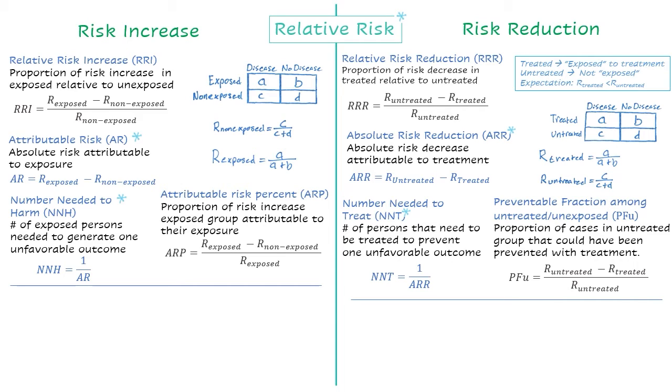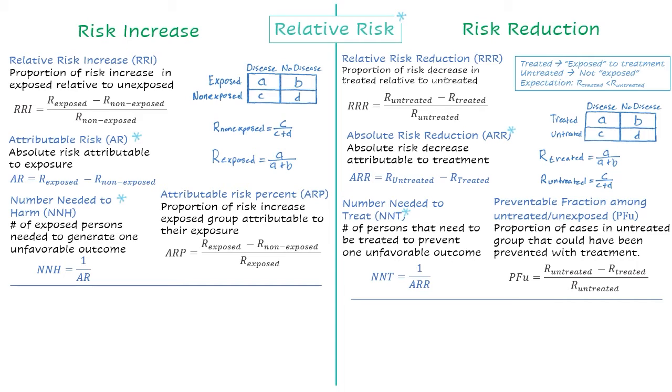When we are dealing with a potential risk factor, we expect that the risk in the exposed group will be greater than the risk in the non-exposed group. As stated earlier, relative risk in regards to a risk factor communicates the proportion of risk in the exposed relative to the unexposed. Relative risk increase, on the other hand, communicates the proportion of risk increase in exposed relative to unexposed, with the keywords here being proportion and increase. But what does this even mean?